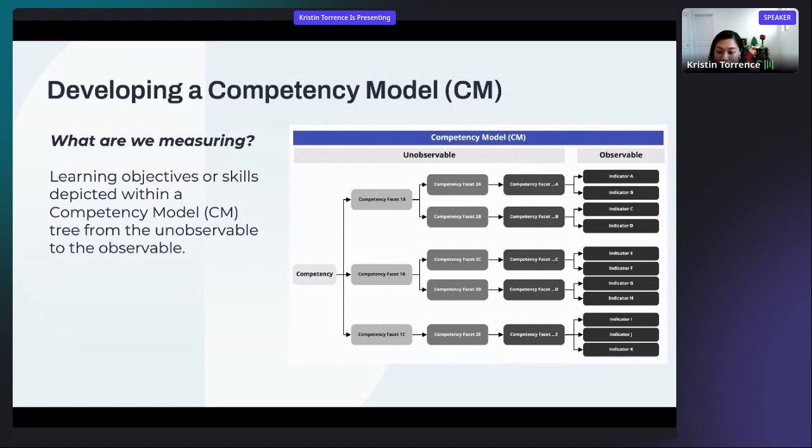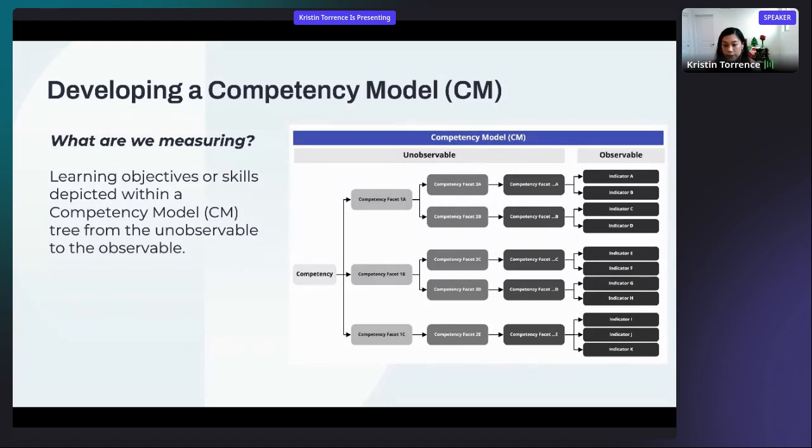So, developing a competency model. This model really asks, what are we measuring and what do we want to claim about a learner? Self-assessment and evidence-centered design is a measurement-first, competency-first perspective. It asks you to define the knowledge, skills, and abilities inherent in your learning objectives. And once this is defined, you can create a competency model by unpacking or further operationalizing competencies from the unobservable to the observable, ending with the behaviors and actions that can be observed within the game.